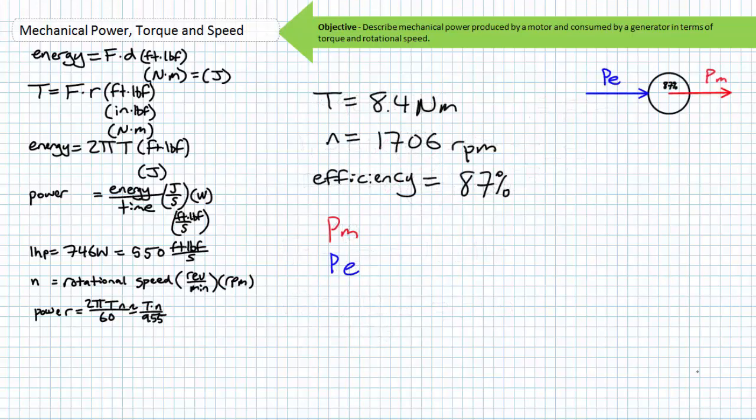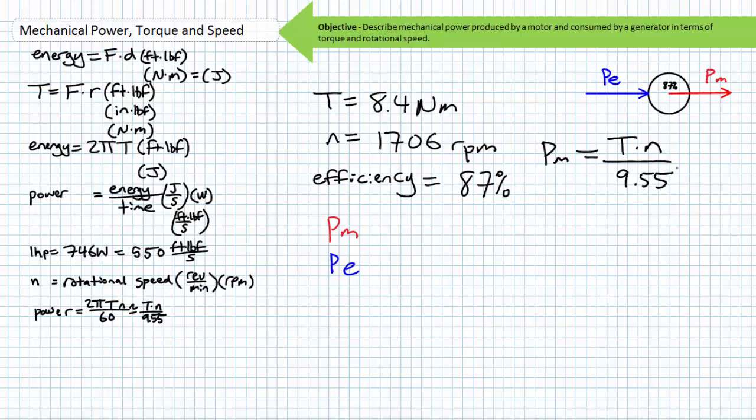Consider this second example scenario. Let's say our motor is producing 8.4 newton meters of torque and is rotating at 1,706 RPM while doing so. Determine the mechanical power output and the real electrical power input if the motor is assumed to be 87% efficient.